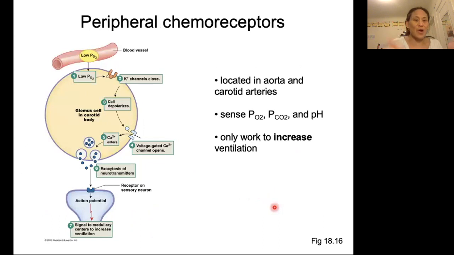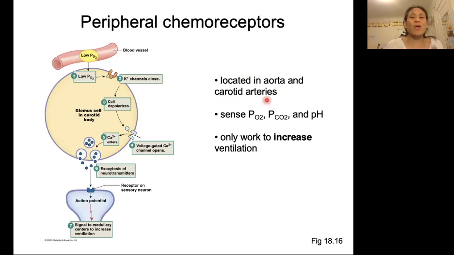I'm going to start by telling you a little bit about our peripheral chemoreceptors. This is just a little schematic showing you how the peripheral chemoreceptors work. You don't actually need to know these details. It's just kind of a decorative figure here. We have chemoreceptors that are located in our aorta and our carotid arteries. Remember, the carotid is kind of the main branch coming off of the aorta that supplies blood to your brain, basically, or to your head.